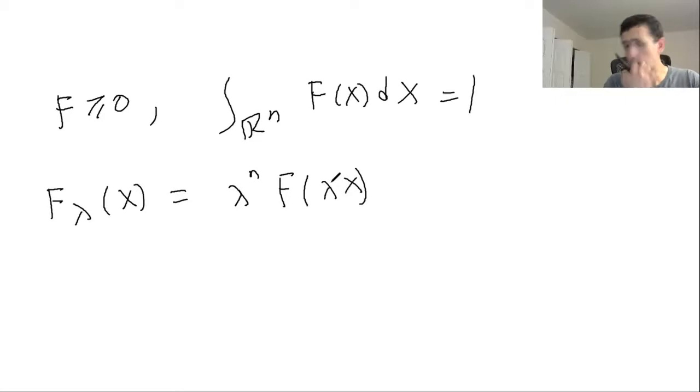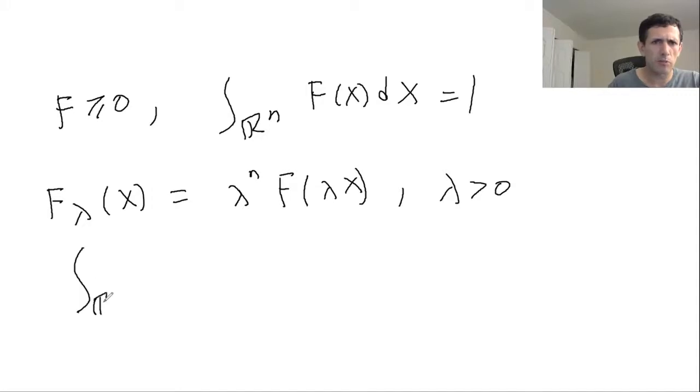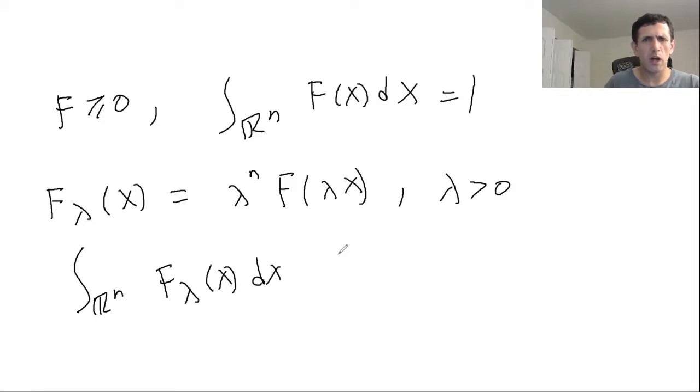So lambda is going to be something big. Usually in textbooks, lambda is 1 over epsilon for small epsilon. But for us, it's more convenient to think of lambda as something large and positive. So by just a trivial change of variables, we get a family of non-negative L1 functions where the integral of each function here is 1.